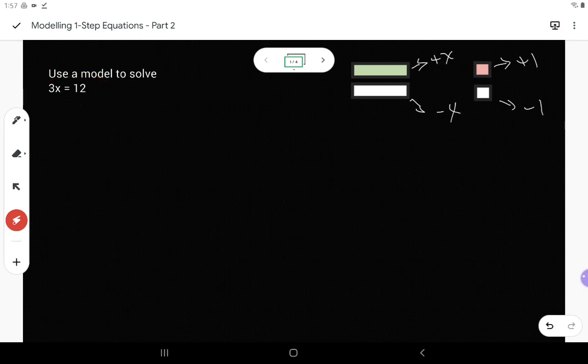3x is equal to 12. So I've got a coefficient now of 3. That really means 3 times x is going to equal 12. So what I'm going to do, I've got a really easy, smart way of laying this out.